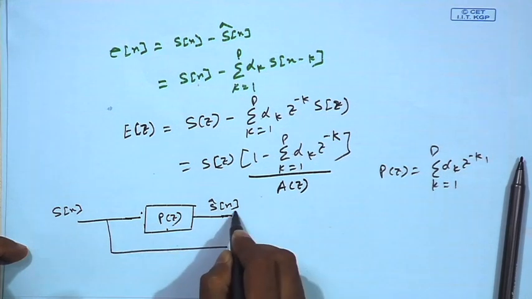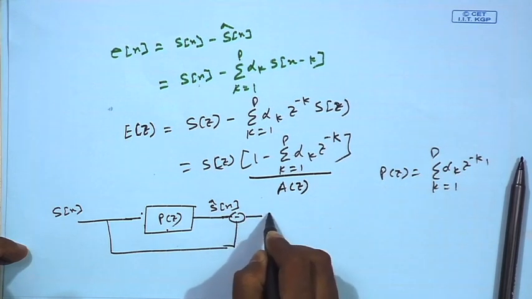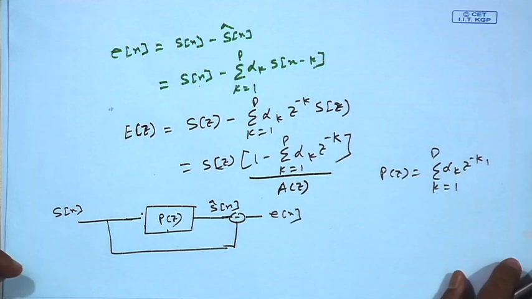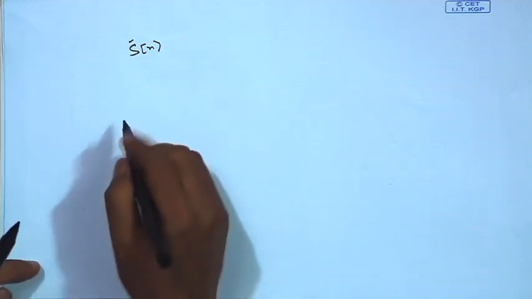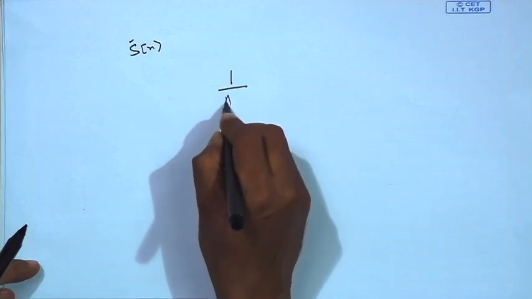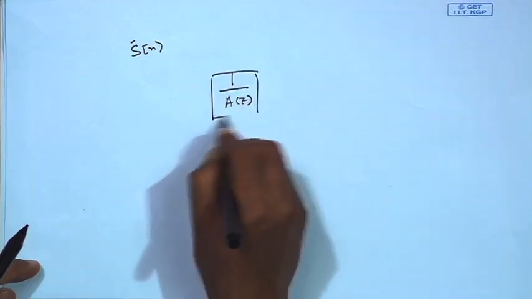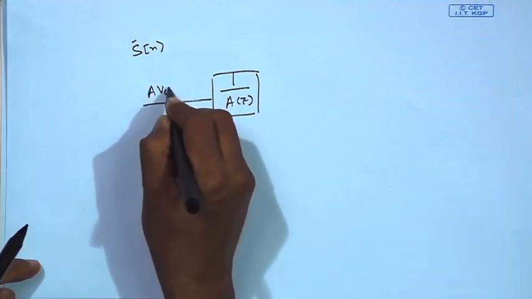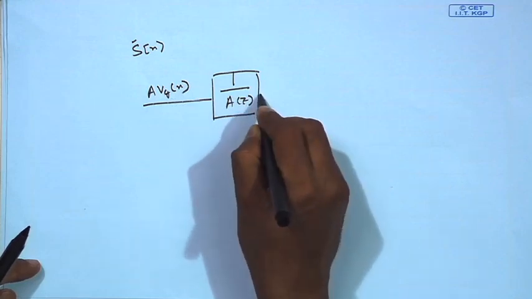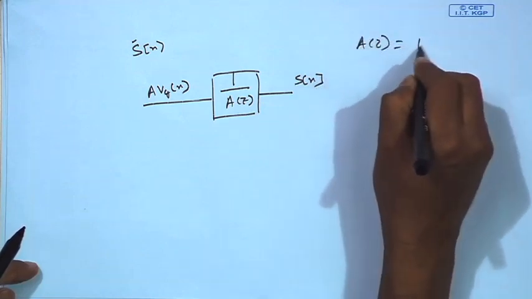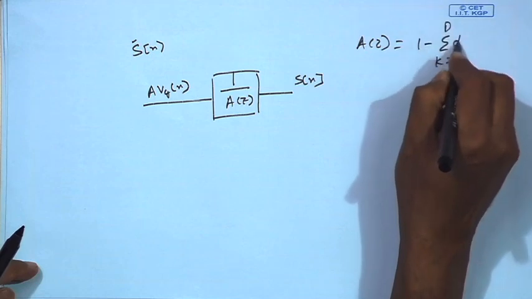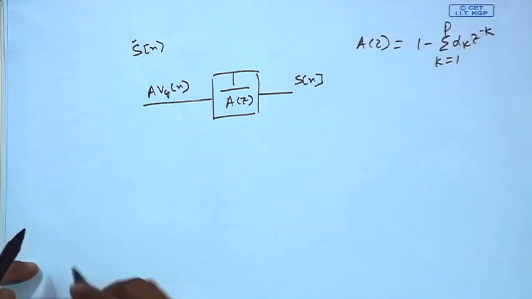Now, if I differentiate those two signals, I get the error signal, which is e[n]. Or I can say from the system diagram that S[n] minus S cap [n] is my error. So, if I synthesize 1 by A(z) and pass the value of the error e[n] through this filter, I get the speech signal S[n], where A(z) is nothing but 1 minus the sum for k equal to 1 to p of alpha_k z to the power minus k. This we have done.